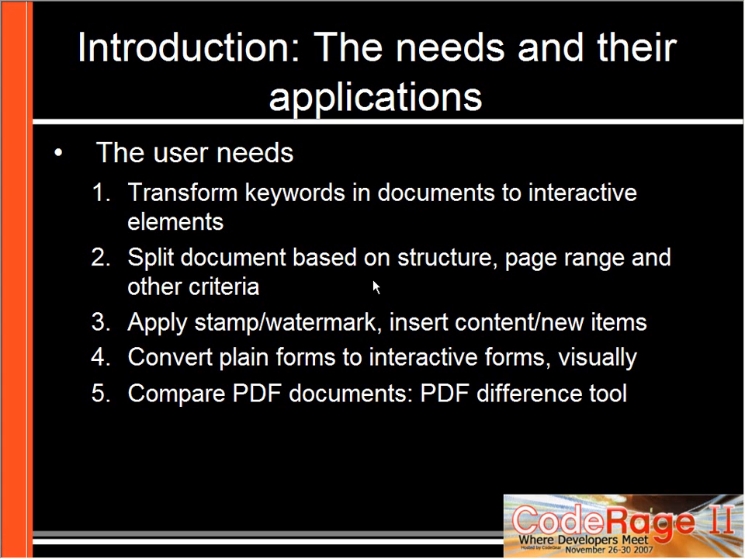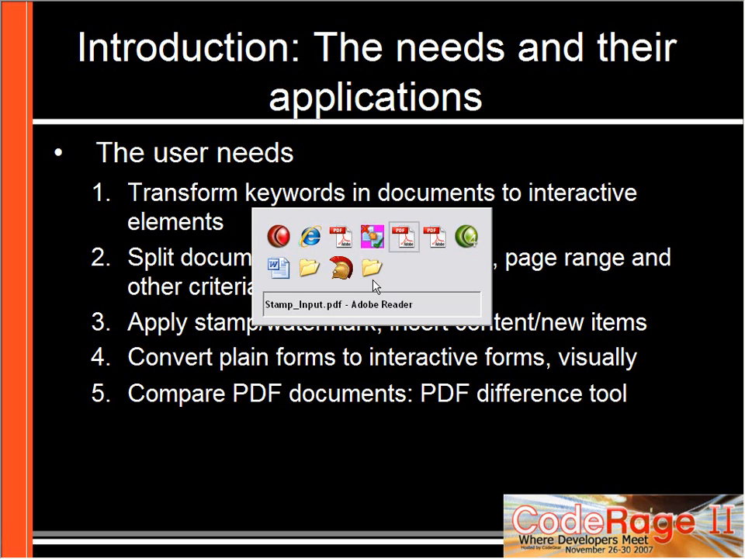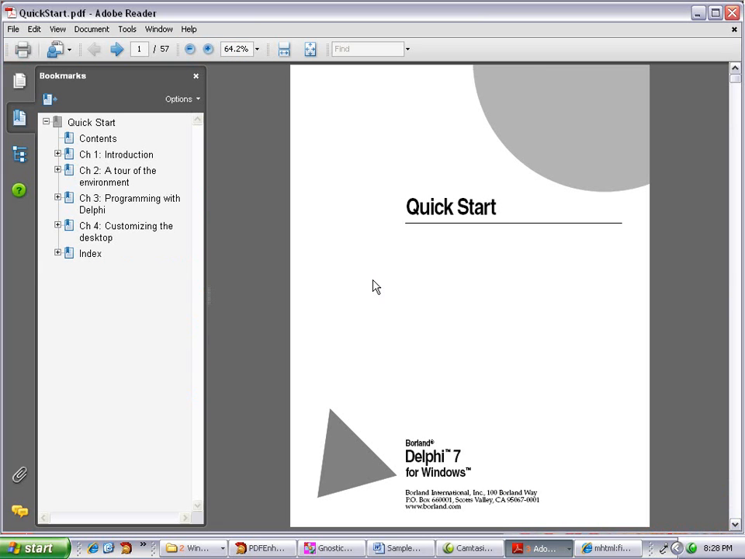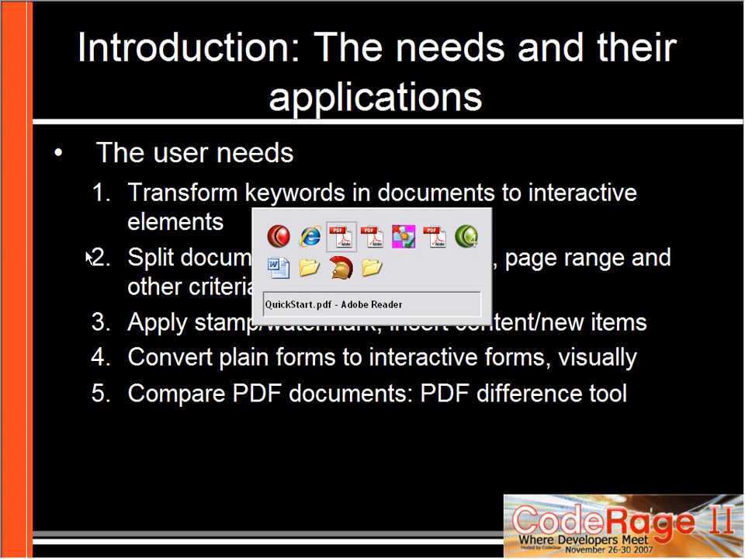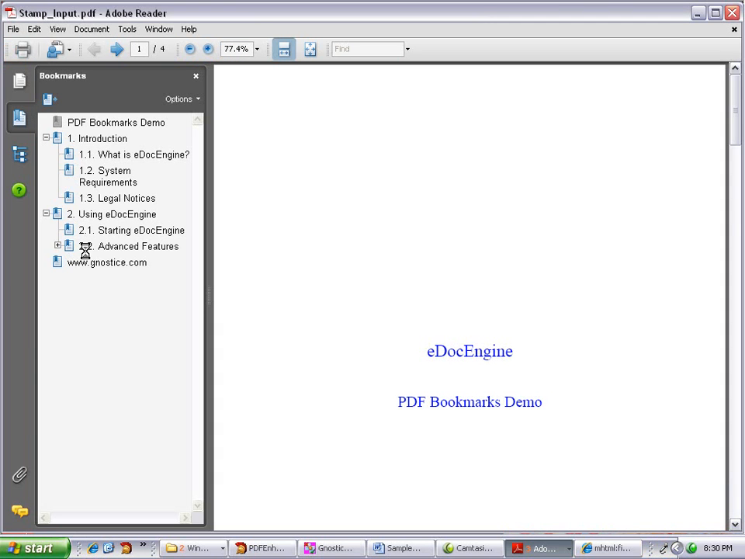The second need is to split a PDF document, not just by providing a page range, but based on the structure. And for this, we'll be using an old Delphi manual. We'll split each of the chapters in this document into separate documents. Then we will look at applying stamps and watermarks and inserting text based on dynamic inputs such as page numbers, time, date, and so on this document.